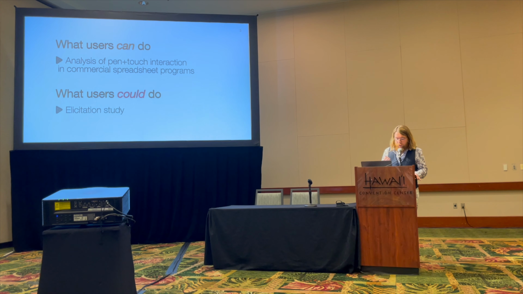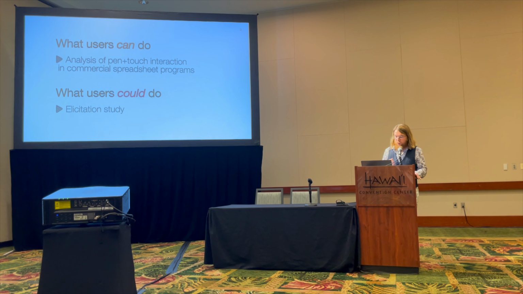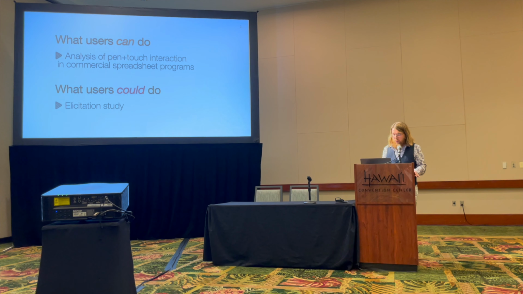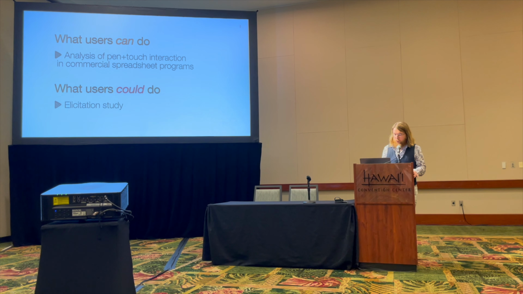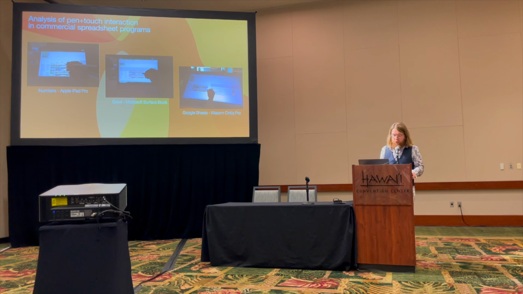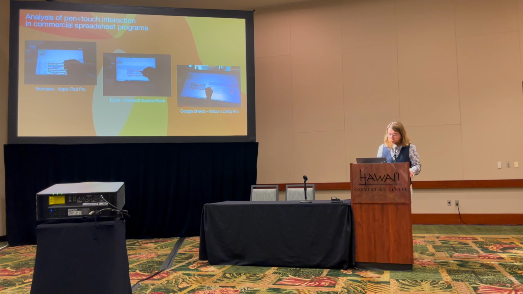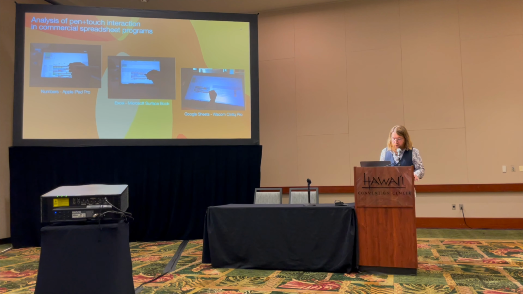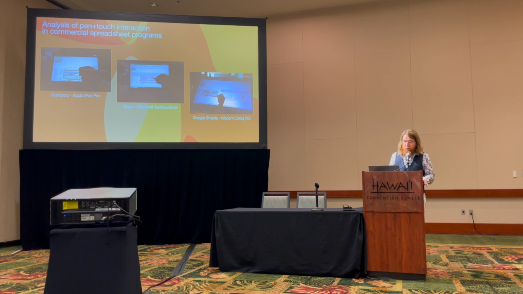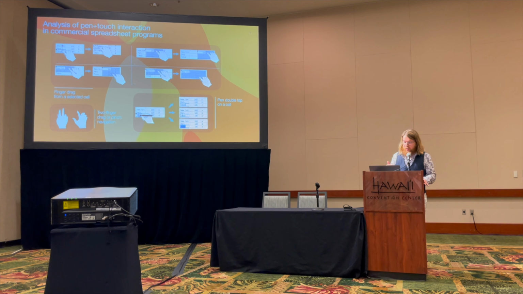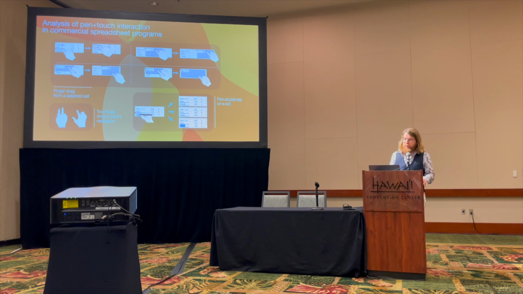Now, in order to understand precisely the issues to address, we looked into what users can do with spreadsheet programs and interactive surfaces through systematic analysis, and then we looked into what they could do with those programs through an elicitation study. For the systematic analysis, we cross-compared three of the most famous programs, Apple Numbers, Microsoft Excel, and Google Sheets, in various operating systems and on various pen-to-touch devices. Then we documented the operations triggered by basic actions such as tapping with finger or pen, dragging with finger or pen, etc. It allowed us to witness the friction between the grid layer and the navigation layer, and between the grid layer and the value layer.